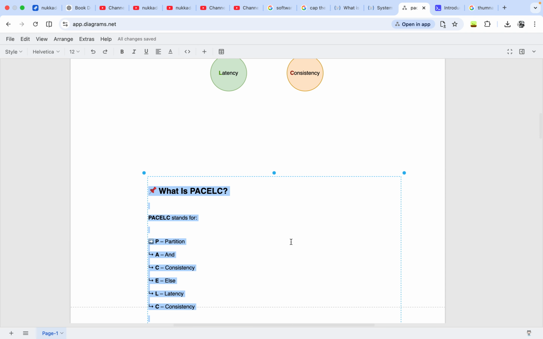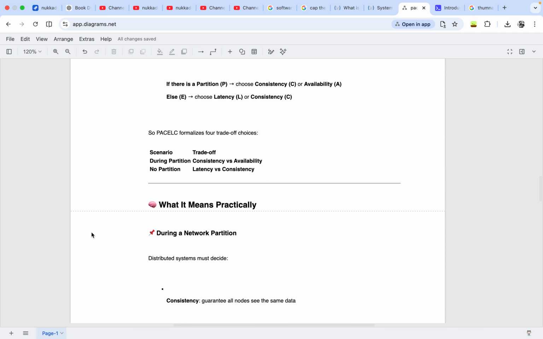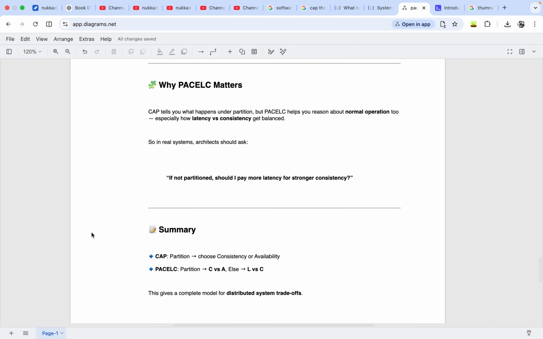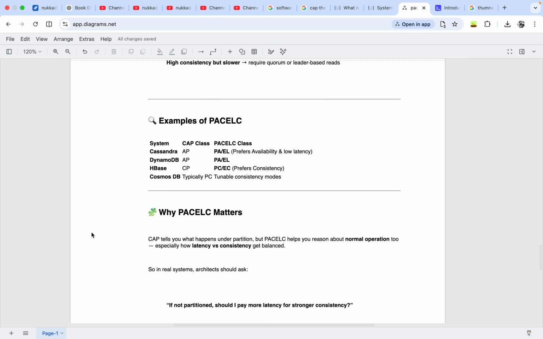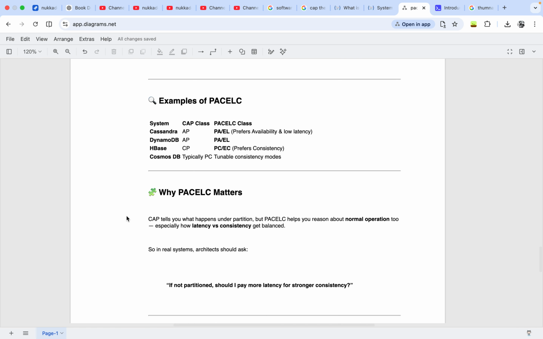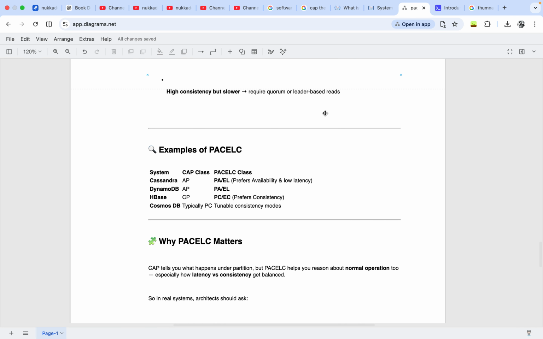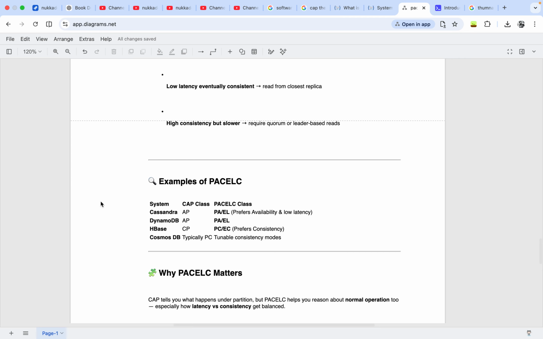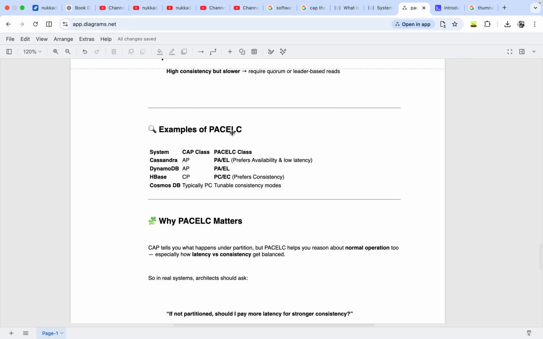So this is another big thing, quorum and leader selection. We will not touch this in this video, but you can remember that if consistency is important, then we can compromise with the time, like latency.